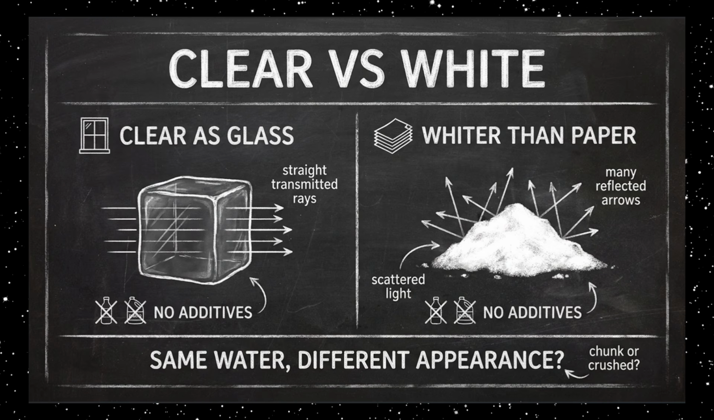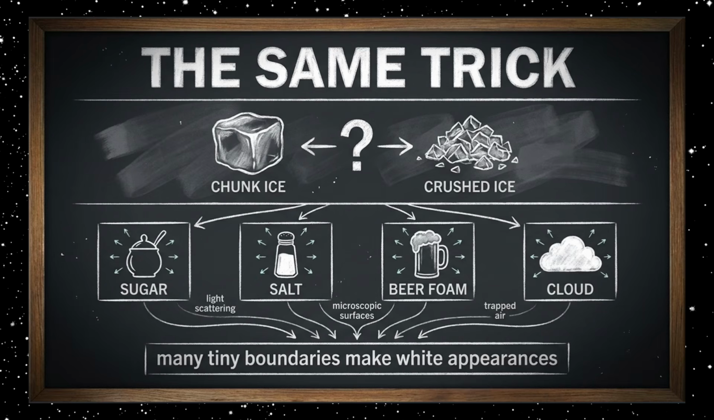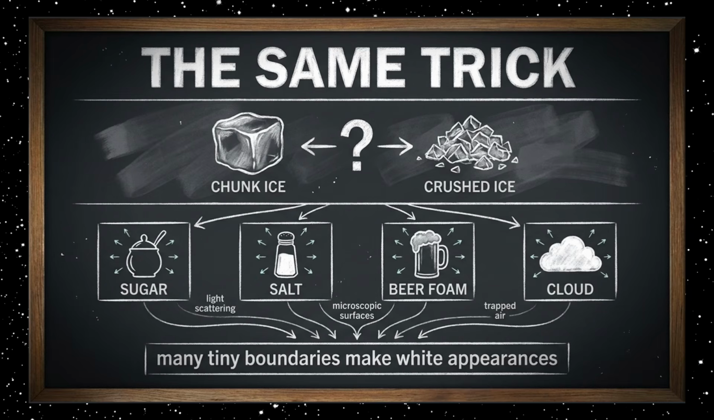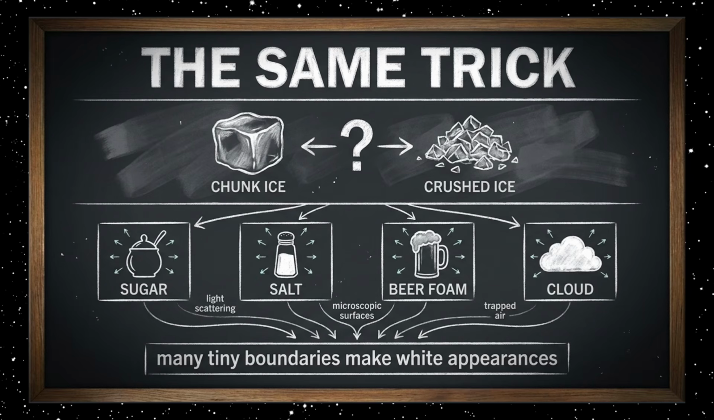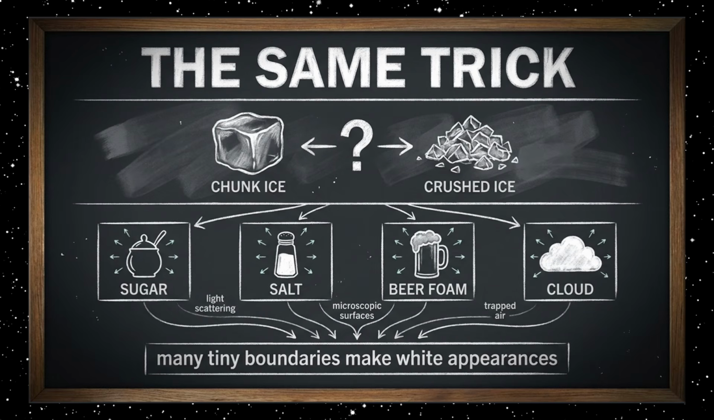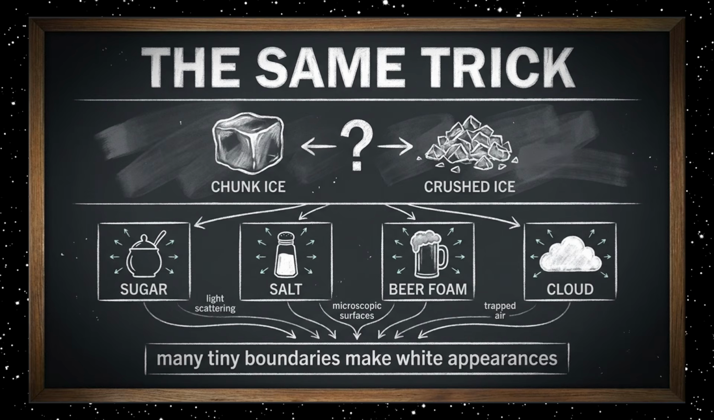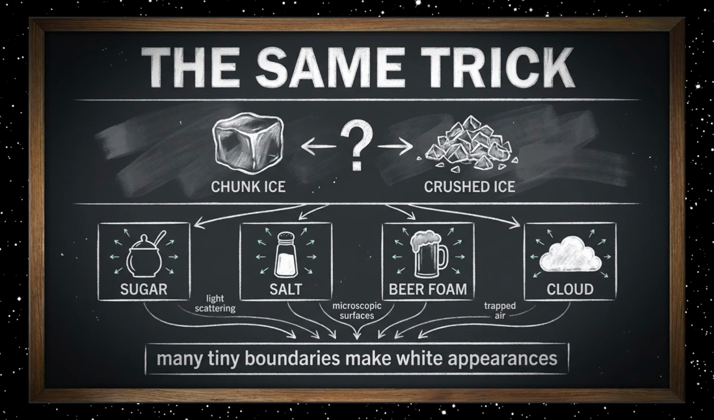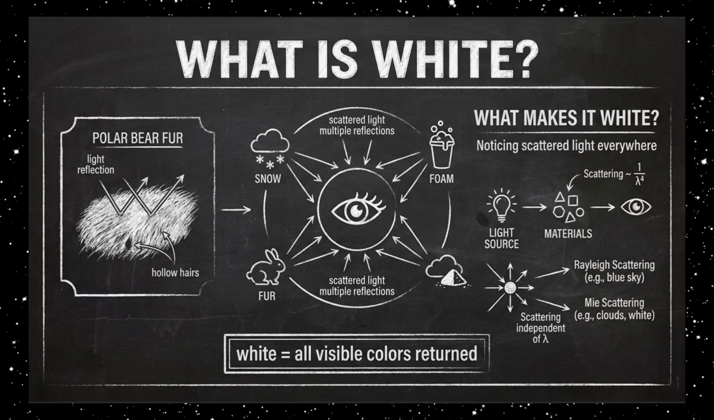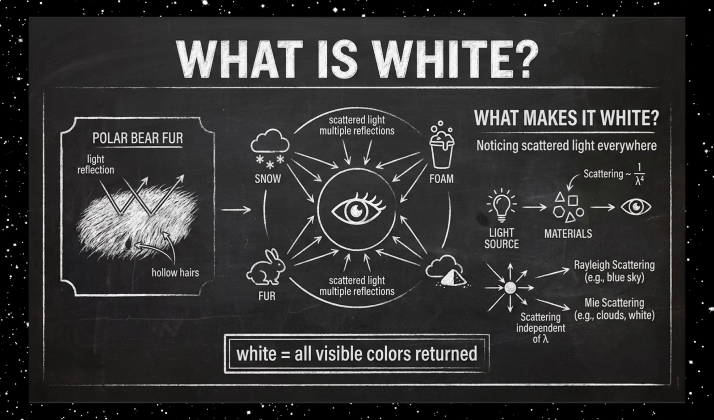Frozen water. So how can the same substance look completely different depending on whether you crush it up or leave it in a chunk? That is the puzzle. And once you understand the answer, you start seeing the same trick everywhere. In your sugar bowl, in your salt shaker, on the head of a beer, in the clouds over your house, on the back of a polar bear. The world is full of this trick, and most people walk past it every day without noticing.